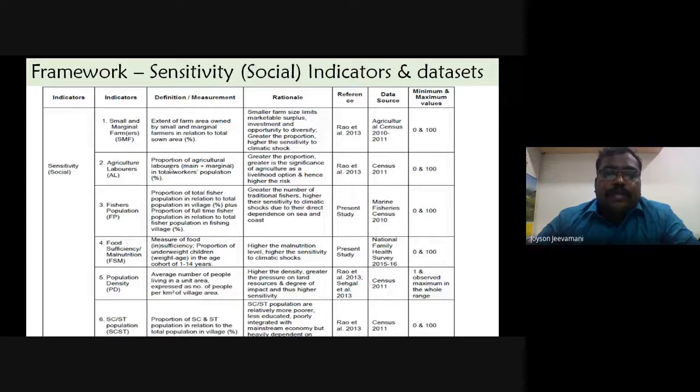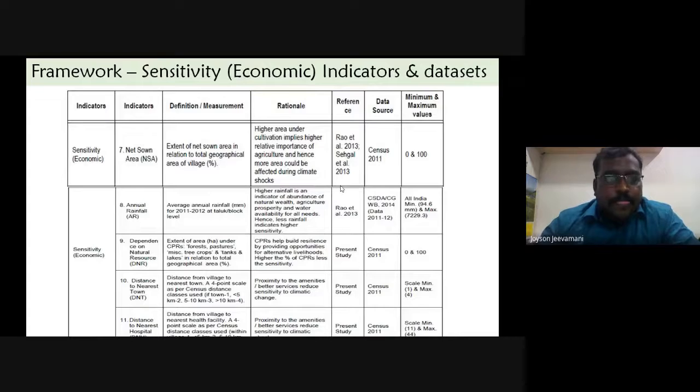Similarly, we can see the agricultural laborers. We take the measurement as the proportion of agricultural laborers among the total workers population. We got this from the census data. Later, I will show you in Excel how the data is compiled and how the analysis was done. In relation to sensitivity, the greater the proportion of agricultural laborers, the greater the dependence on agriculture, so greater the risk. Like that, the sensitivity social component has been included.